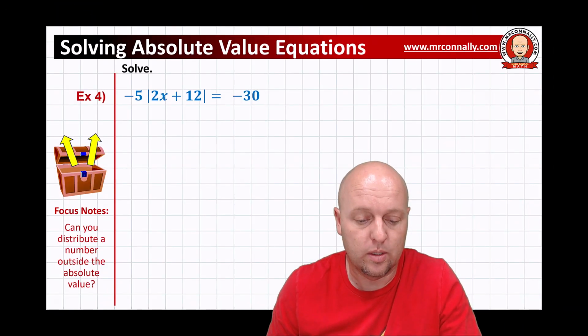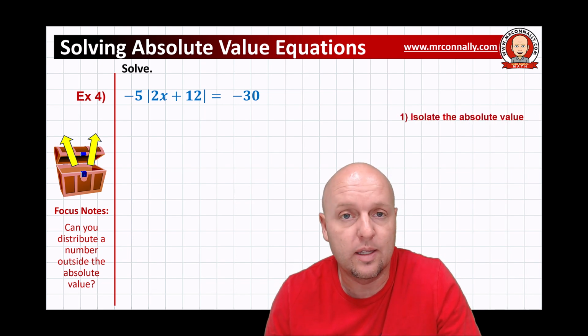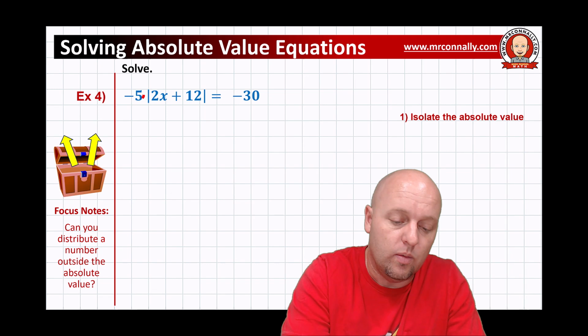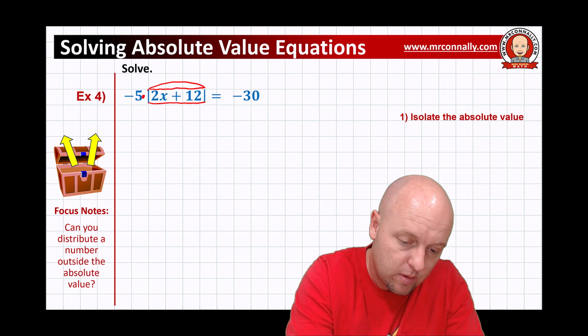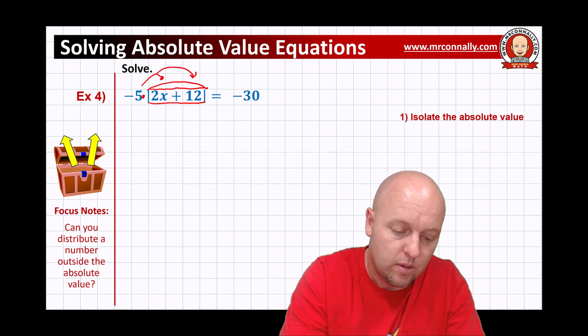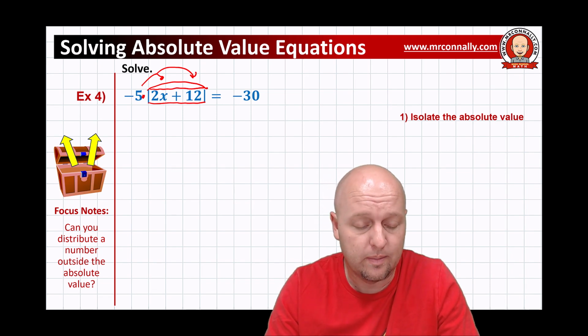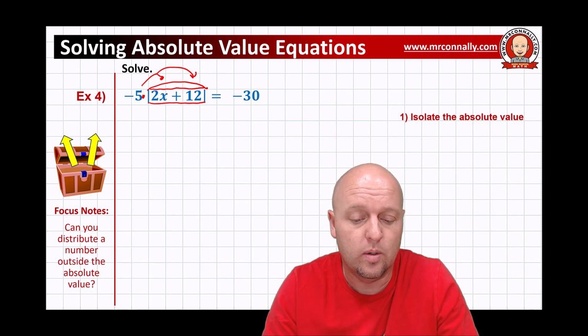All right, example 4, we've got -5 times the absolute value of 2x plus 12 equals -30. Again, we want to isolate the absolute value symbol. So this is -5 times this. Now, what you don't want to do, although it's entirely possible, is distribute. Can you distribute a number outside the absolute value? The answer is yes, you can. However, you'll miss this shortcut I'm about to show you that will save you time in finding the answer, especially when it's no solution.